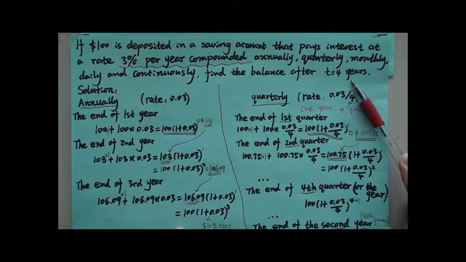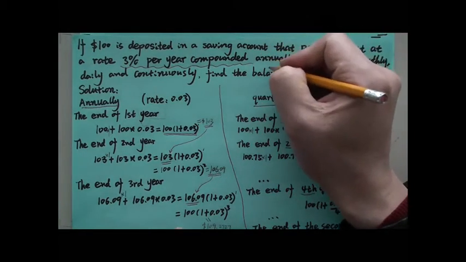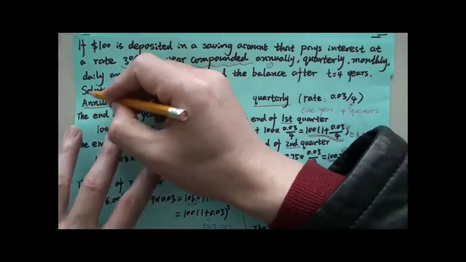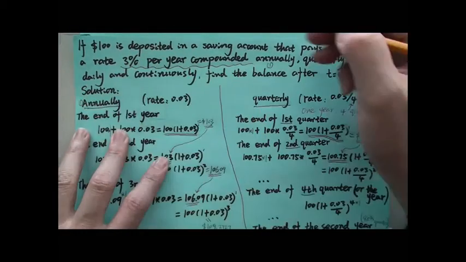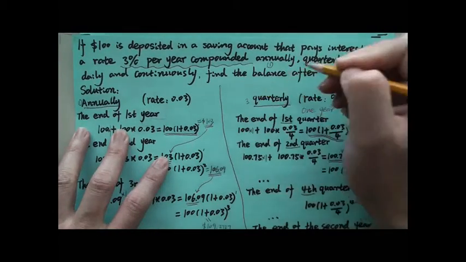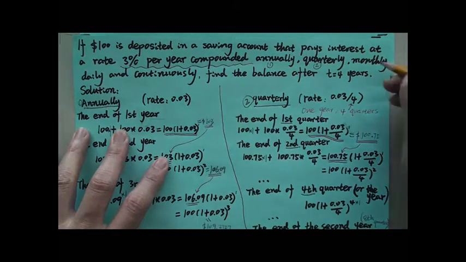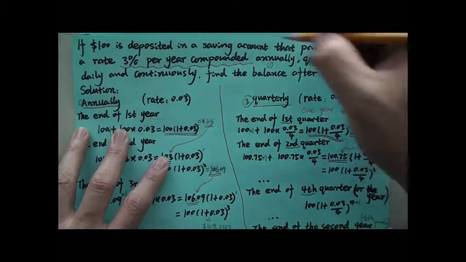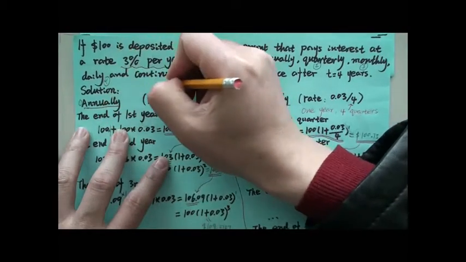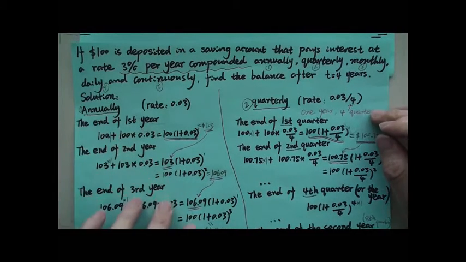First of all, let's look at compounded annually. Okay, that's this one, annually. Then we have quarterly. The third one would be monthly, the fourth one would be daily, and the fifth one would be continuously.